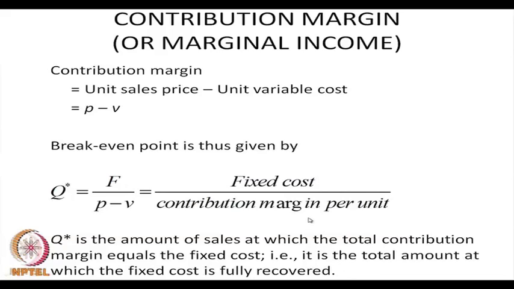So, for Q star to be positive, P has to be higher than V. If P is lower than V, then it is not feasible, it becomes negative, or if even P equals V, Q star becomes infinity. So, P has to be greater than V for a feasible value of Q star.